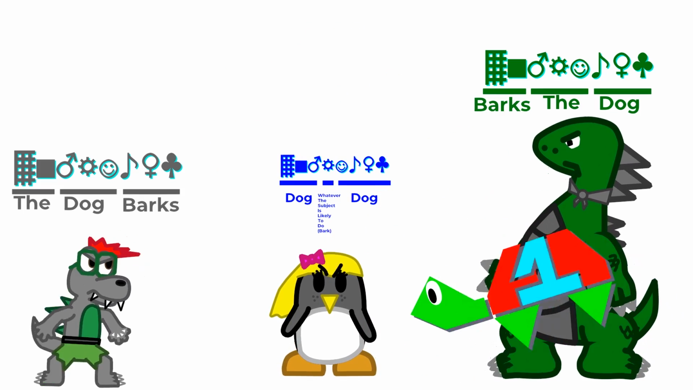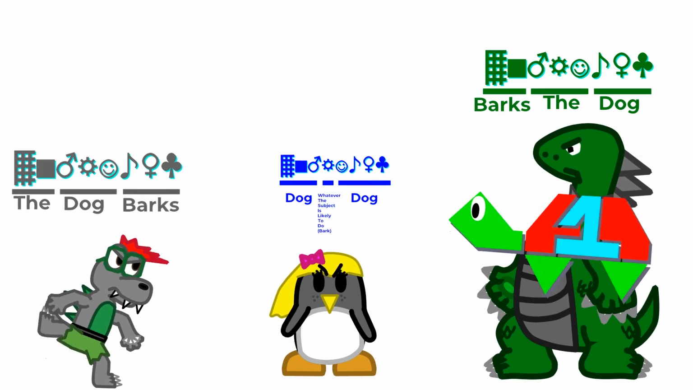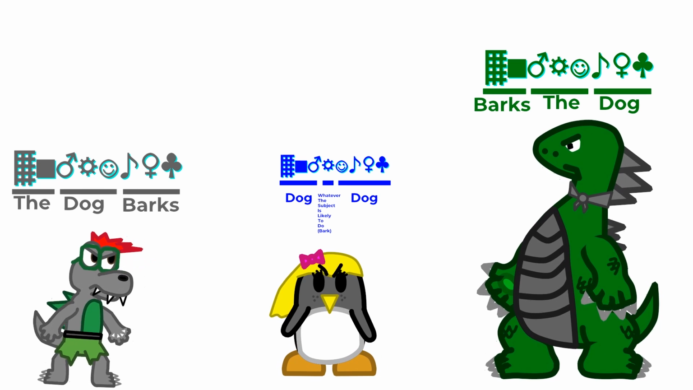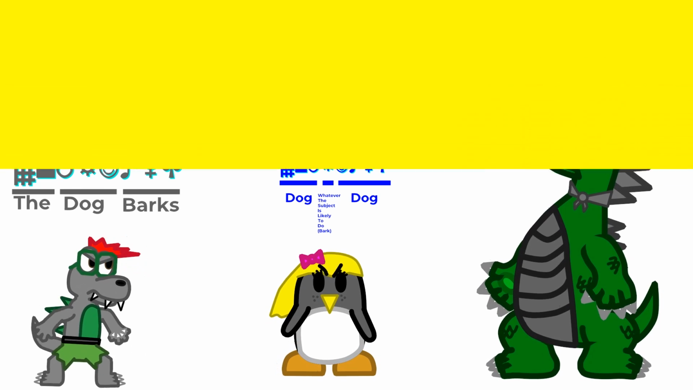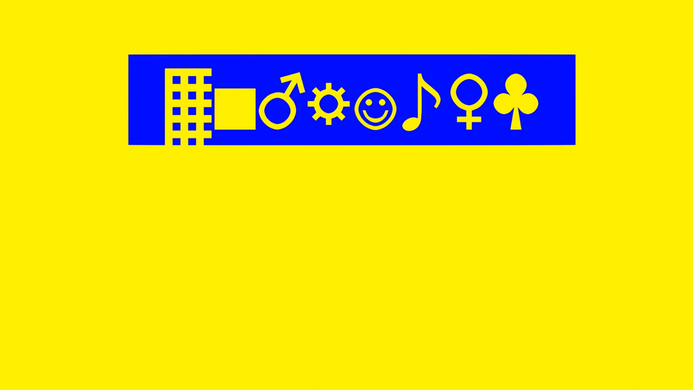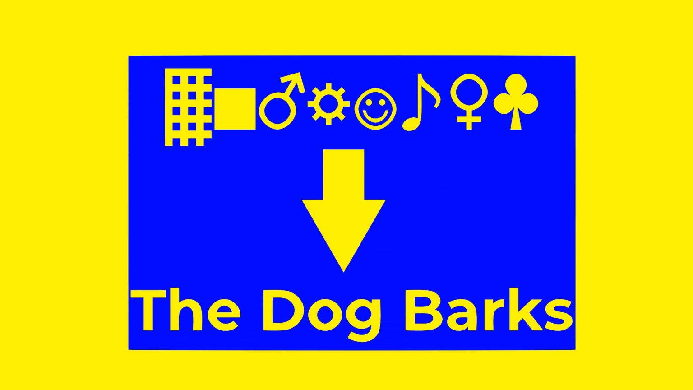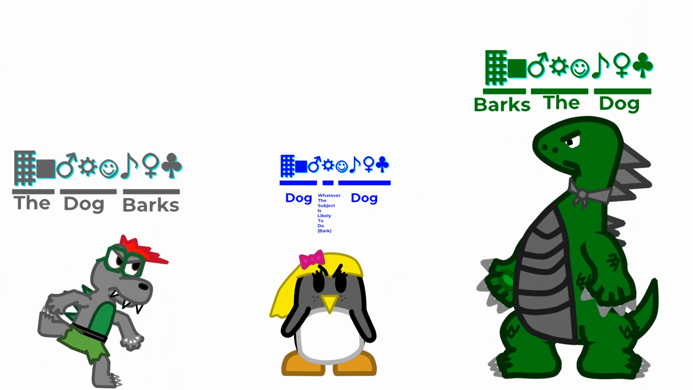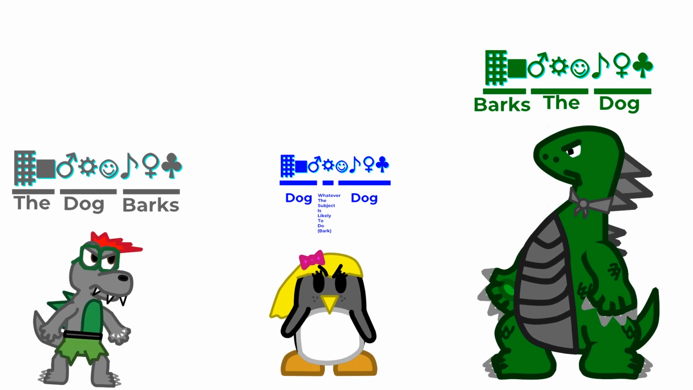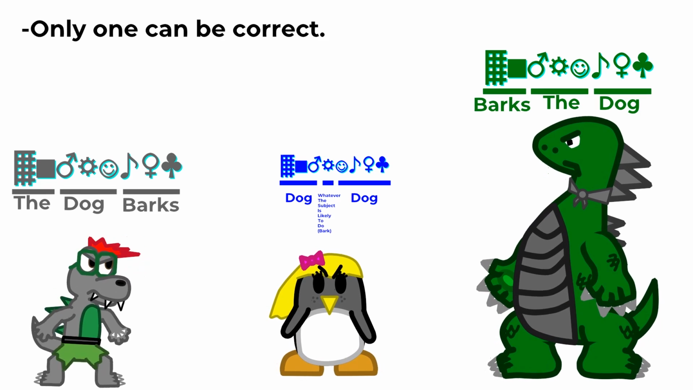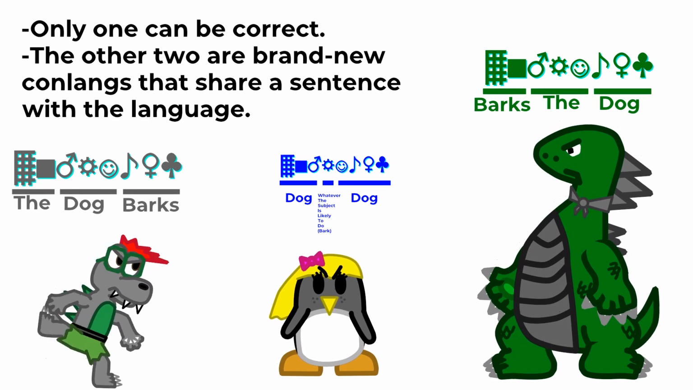And that's another issue with Burn. A pretty major issue. You see, they all came up with ways that worked. All of their interpretations of this sentence took this string of gobbledygook as input, and led to this sentence as output. But at most, only one of them can be correct, and the other two just invented brand new conlangs that share a sentence with this language.